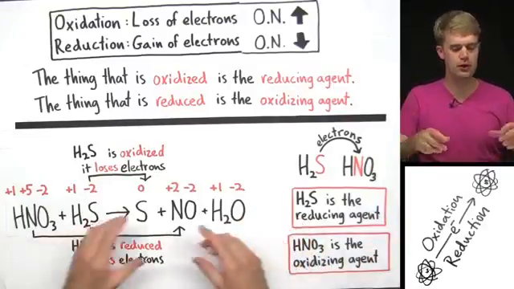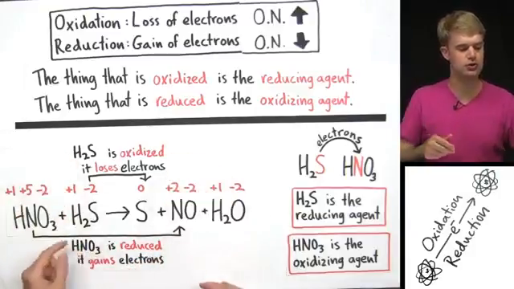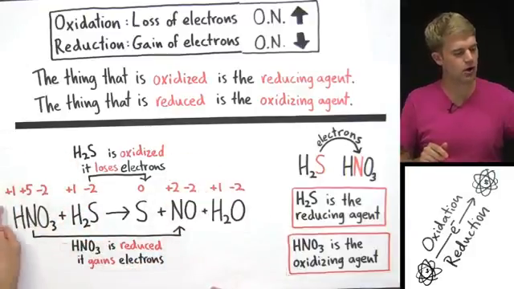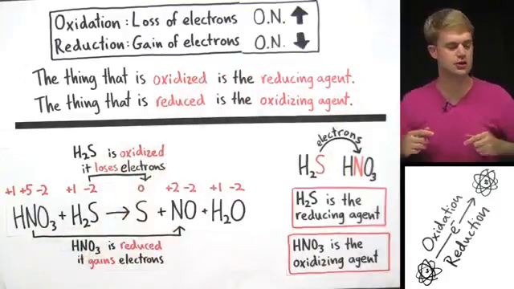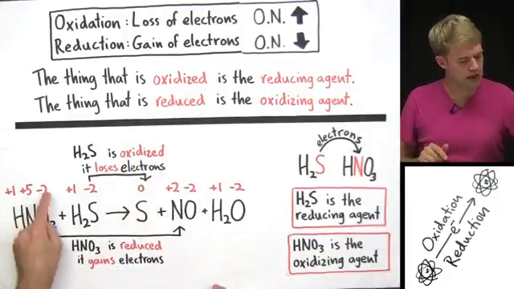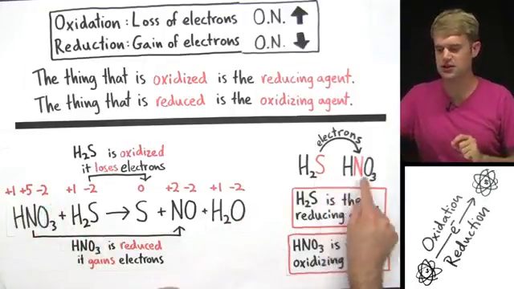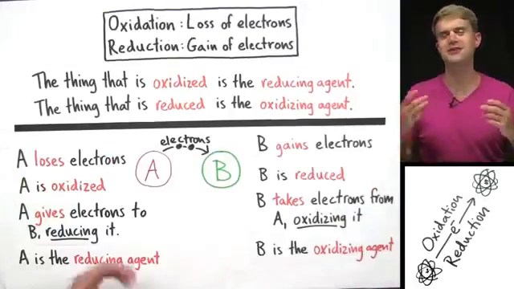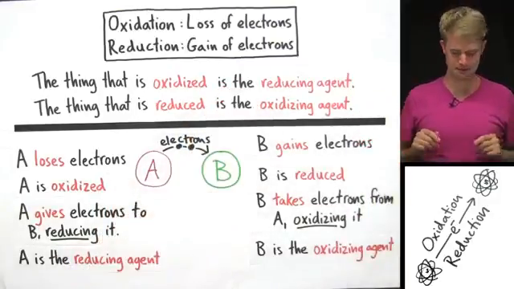So just remember, when you have an equation like this, where the individual atoms that are getting oxidized or reduced are part of larger compounds, when you're talking about oxidizing agents and reducing agents, you probably want to mention the whole compound instead of just the individual atom. So that's everything that you need to know about oxidizing agents and reducing agents.